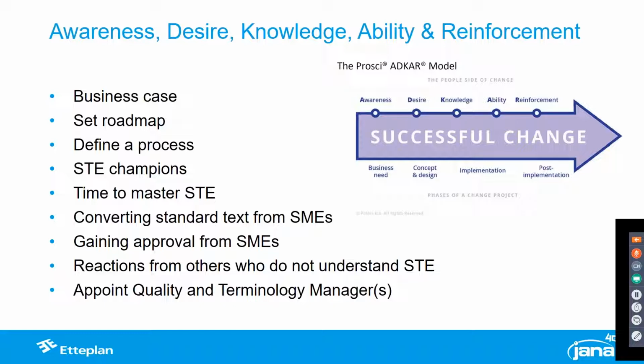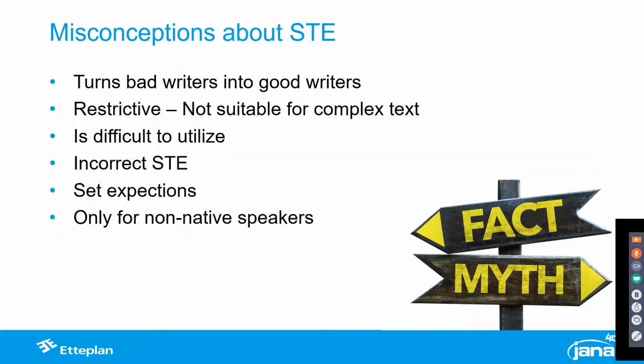How are you going to convert standard text from SMEs? Do you even need to do that, or do you only want to write new content in STE? How do you get approval from these subject matter experts and engineers that are usually also involved in content creation? How to respond to reactions from others, and then of course you also need a quality and a terminology manager, specifically the last one. Not that quality manager is less important, but do not underestimate how important it is to be able to maintain and update your company dictionary with new terms, because in the beginning that will happen quite a bit.